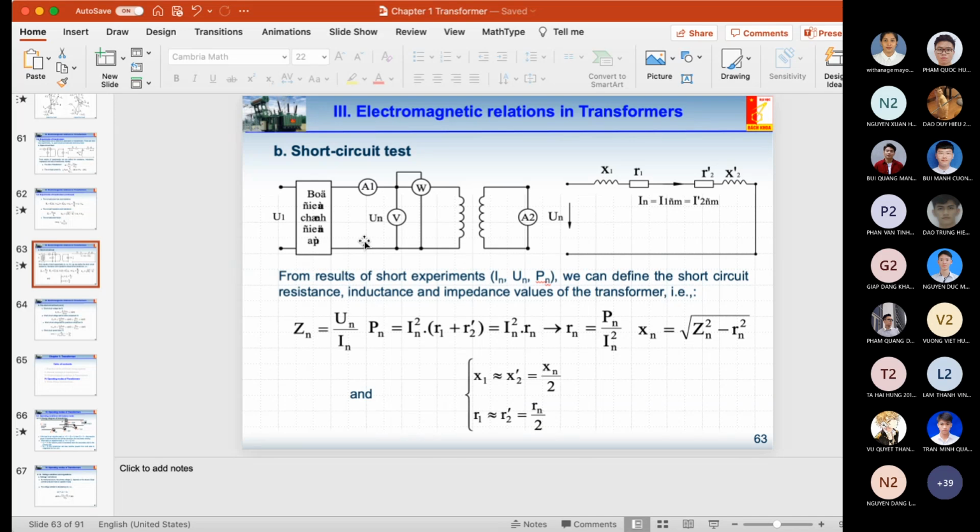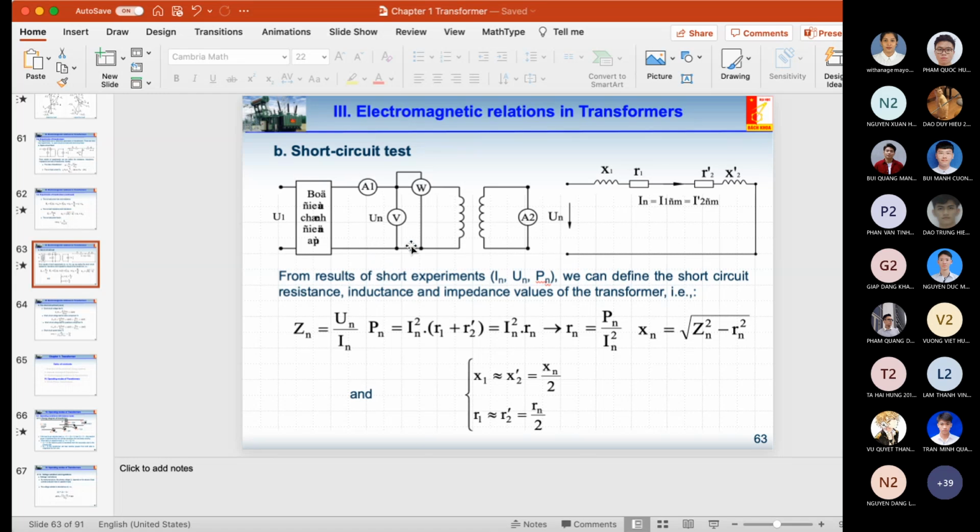If we keep the same 380 volts while the output of the transformer is connected together, the current in this transformer is very, very high. It will destroy the wiring of the transformer right away. So we want to keep the short circuit current, which is equal to the rated current, by reducing the input voltage of this wiring.